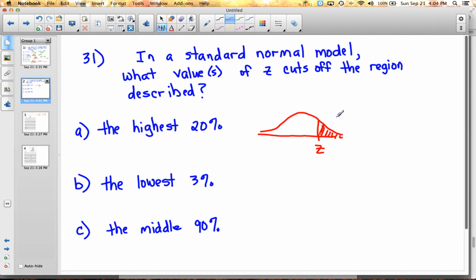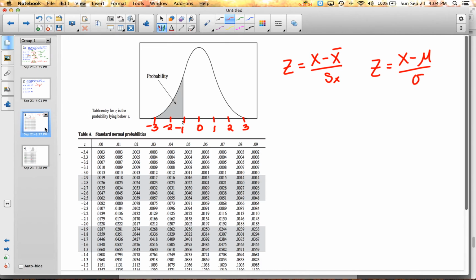Now, we're going to use our table, and we're going to work backwards. But you do have to remember that if this is 20% or 0.2, then that means that this is 80% or 0.8. Remember that our table shows area to the left. So I'm going to need to find the z-score that corresponds to an area of 0.8 to the left. So I'm going to look here. Remember, I'm looking for 0.8 to the left, so I have to look in the body of the table.